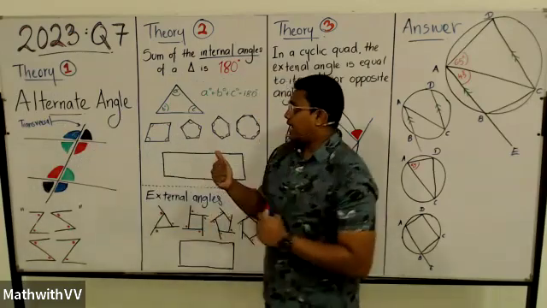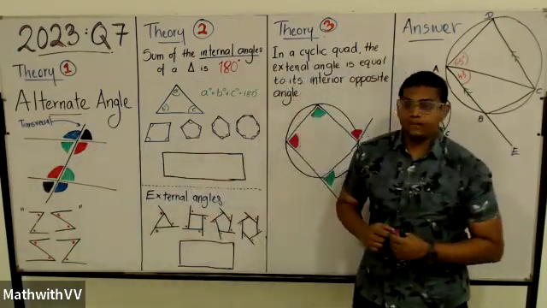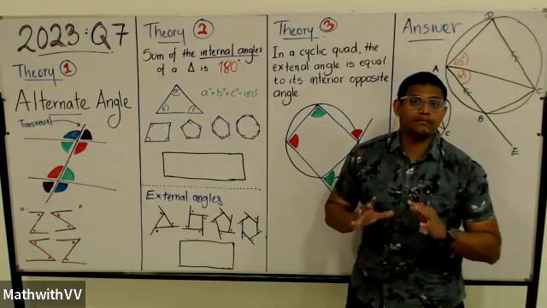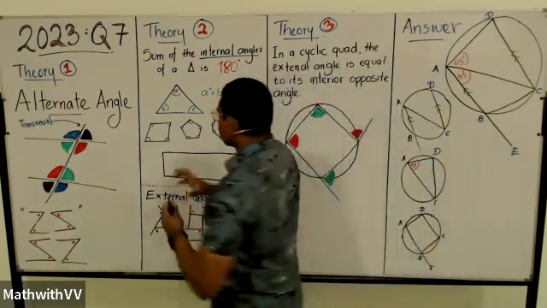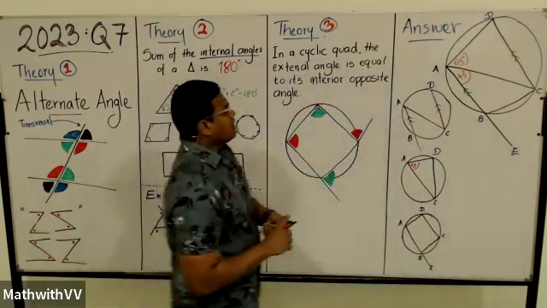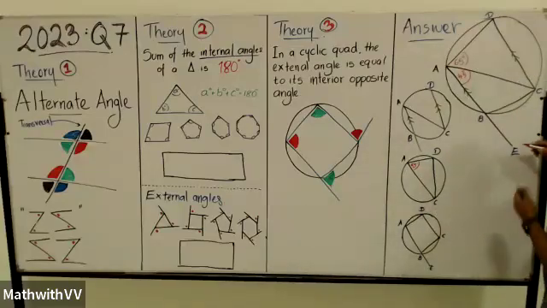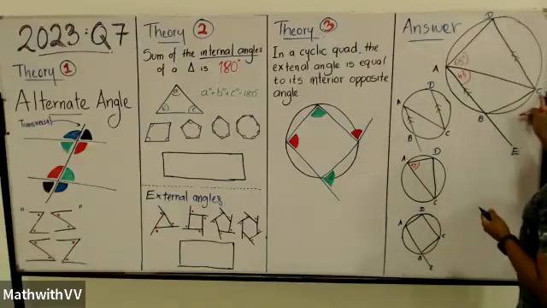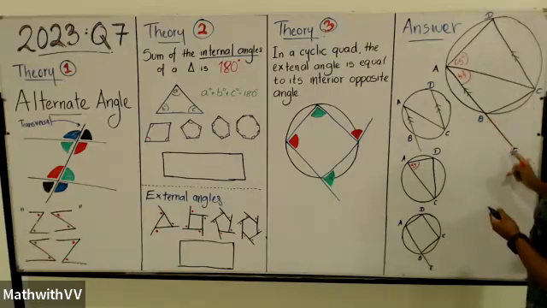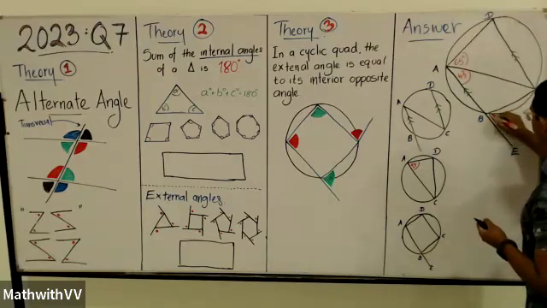So the question we have, the 2023 paper, question number 7, in part 1. To do this question, the question says to find the angle B or CBE based on the information that is given. So this is the angle we need to find.